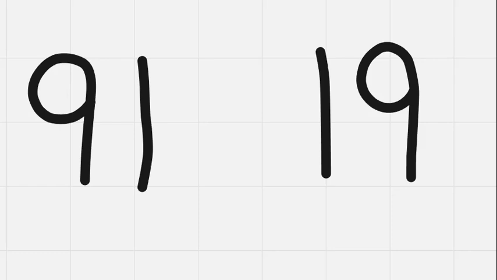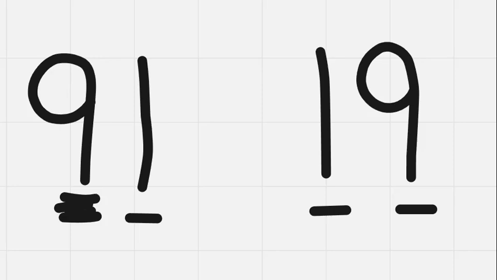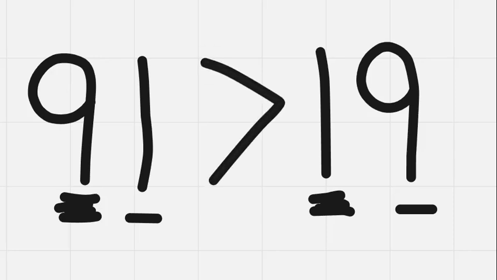So let's begin. Our first number is 91, which has 2 digits, and 19, which has 2 digits. Both of these numbers have a 9. Both of these numbers have a 1. But we will only look at the first number. The first digit is 9. The first digit here is 1. 9 is bigger than 1, so 91 is greater than 19. Well done.